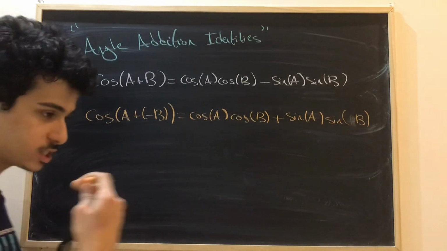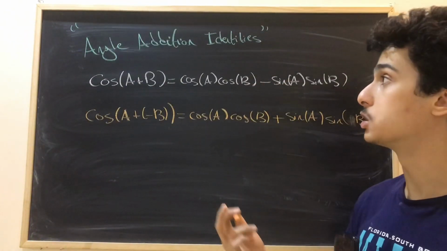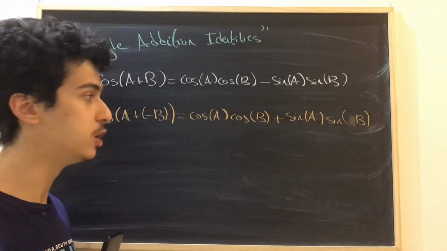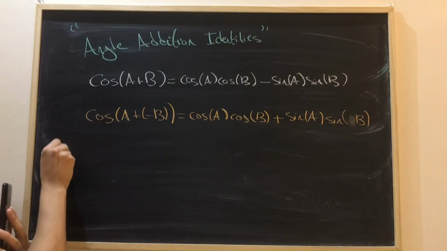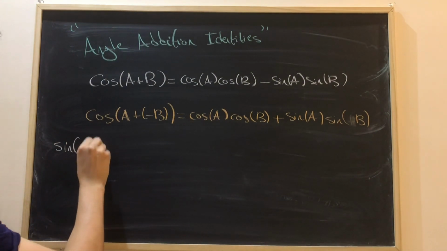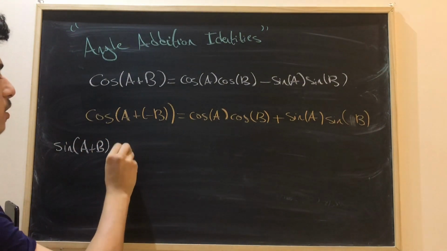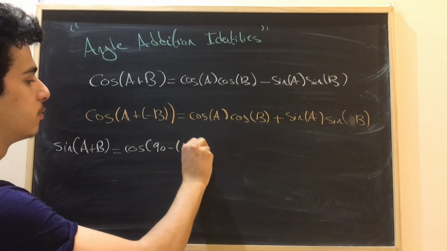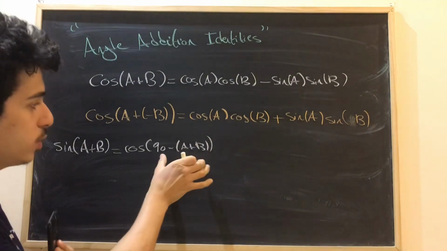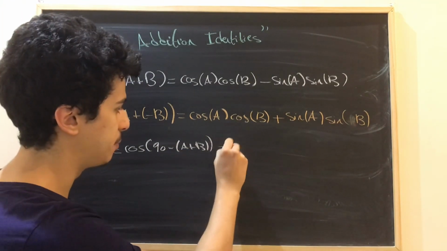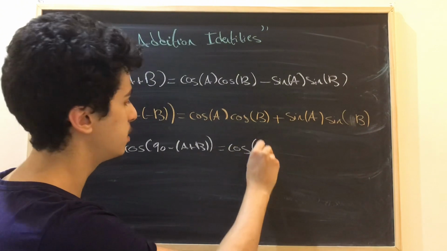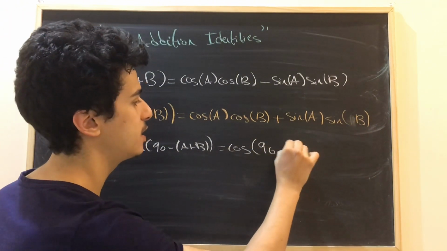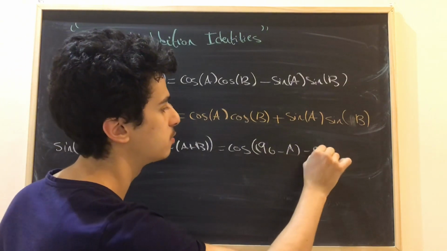Now we want the angle addition identity for sine. We're going to use the cofunction identity, something we proved earlier. We'll have sine of (A plus B), which will equal cosine of 90 minus the same angle. Now we're going to group these in a way that will help us. That will be cosine of (90 minus A, minus B). We're going to distribute the minus signs: we get 90 minus A, and then minus B. There we go.